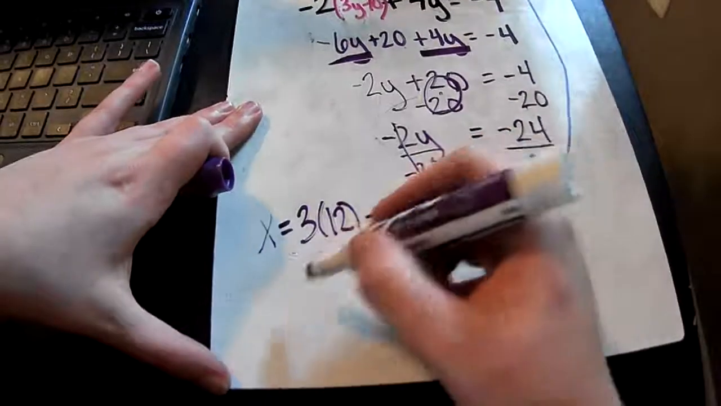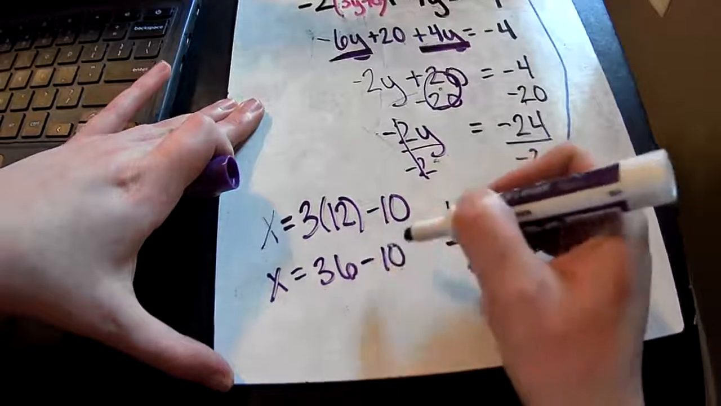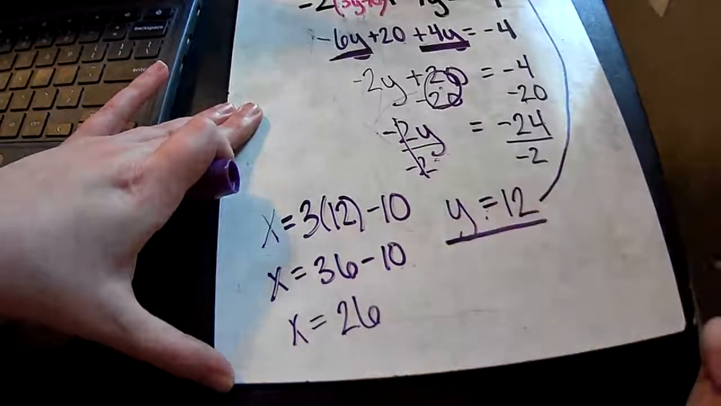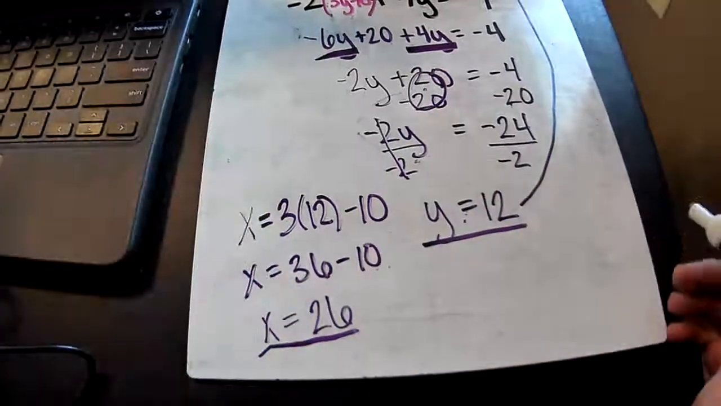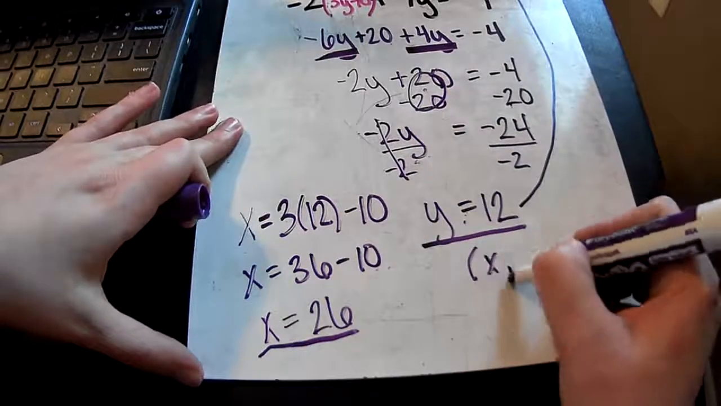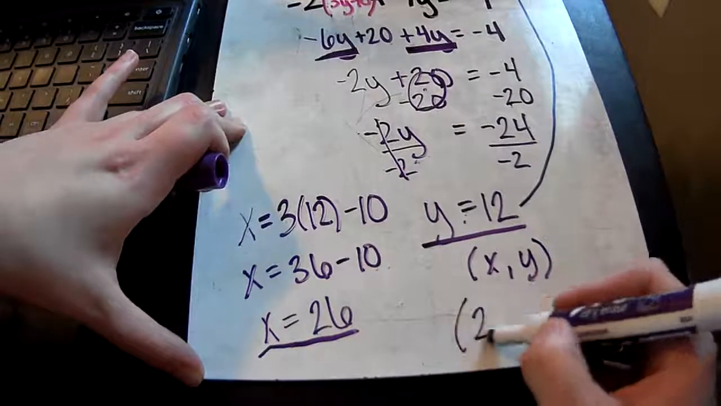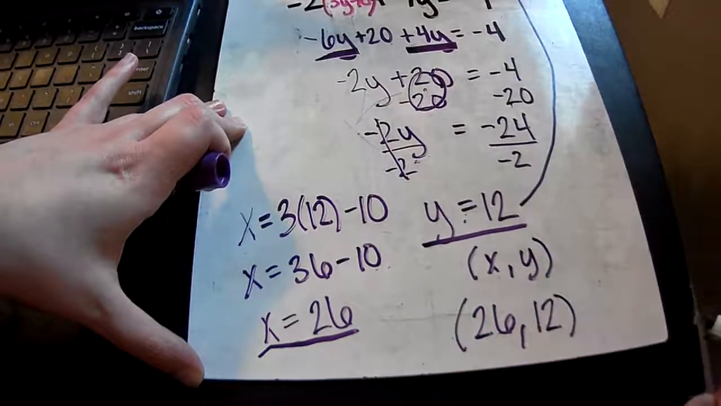All right, well, 3 times 12, that's 36. 36 minus 10 gives me an x value of 26. So you do want to make sure that you're putting your answer in the right form. Coordinates are always x and then y. So let's make sure that we put our x value first. The x value was 26, and the y value second, because the y value was 12.